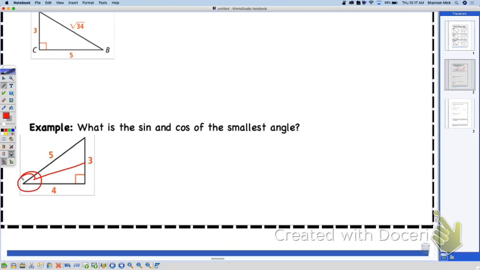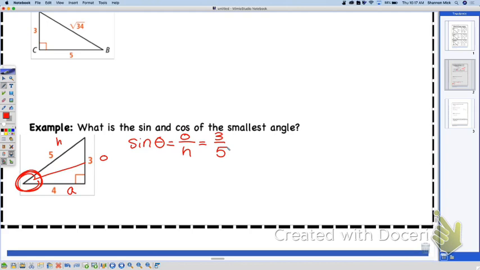Okay? So if I want the sine and cosine of this, this is the angle I have, yes? I'm circling it. So this is my H, this is my O, and this is my A. So sine of theta, remember theta just means an angle, right? And sine is what over what? Opposite over hypotenuse. So it is 3 over 5. Do you see how if I label them, I'm just filling in the blanks, right?